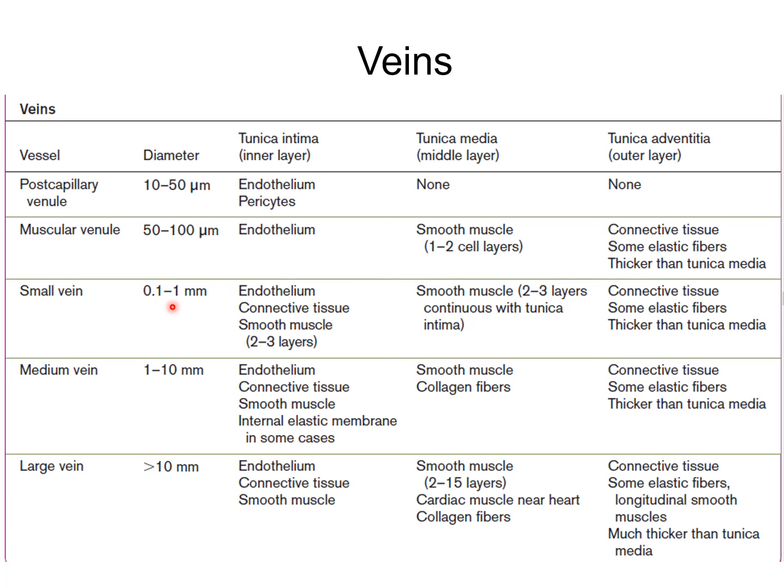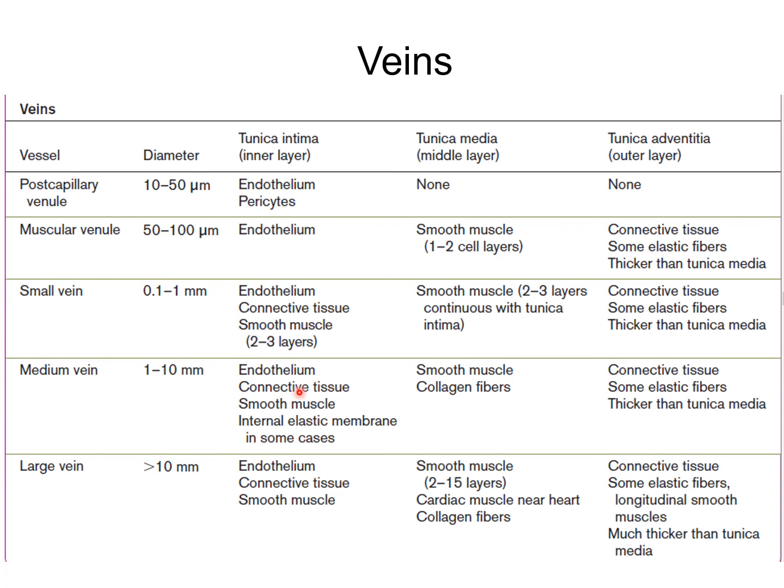Small veins, 0.1 to 1 millimeter in diameter. It has endothelium, connective tissue, and smooth muscles are there in the tunica media, 2 to 3 layers, which is continuous with the tunica intima, and it has connective tissue in the tunica adventitia. Some amount of elastic fibers are there. In case of the veins, the tunica adventitia is thicker than the tunica media.